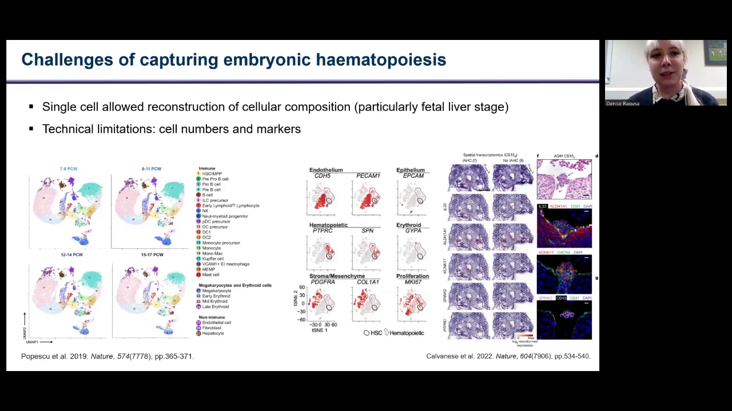Although this doesn't come without technical limitations. In fact, cell numbers are obviously really low, and the number of hematopoietic stem cells is extremely limited. So capturing that and really understanding the markers that can define different cell populations is still ongoing. But nonetheless, we are now able to truly understand what the different cell types are and their transcriptional identities, even at spatial resolution in some of the fetal liver sections, which, with advanced imaging, really gives a completely different view from what we had before of these processes.